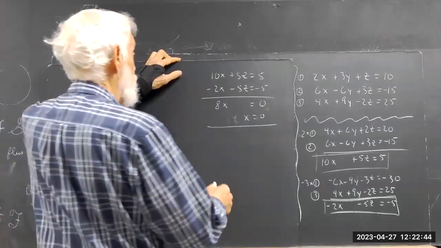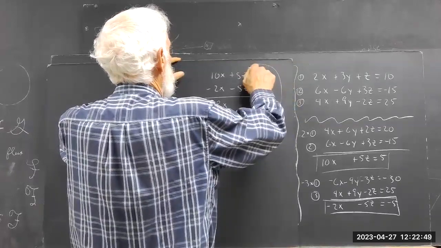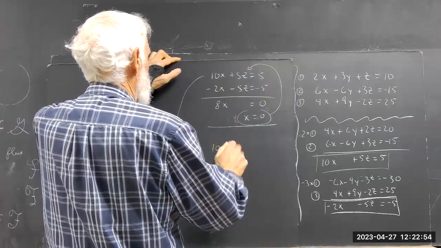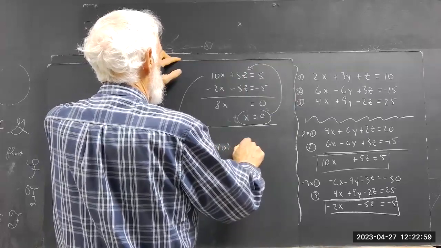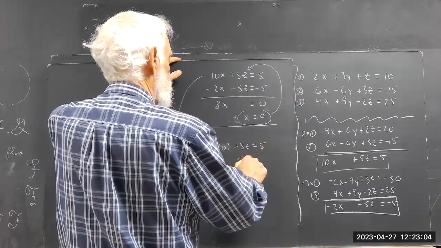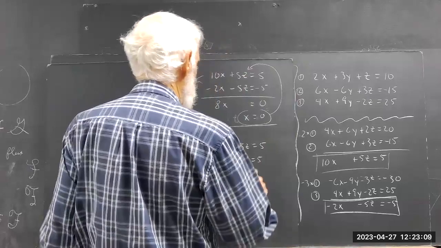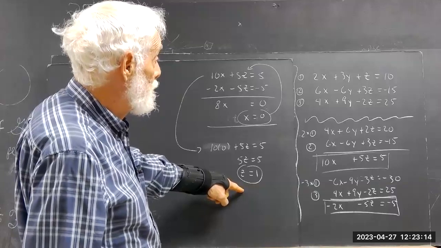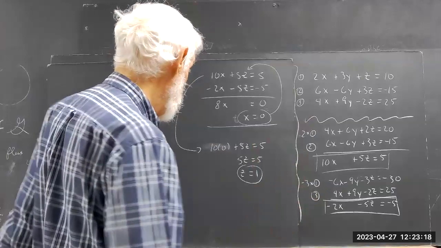Now what's z? I can take that x equals 0 and plug it into either of these equations. I get 10 times 0 plus 5z equals 5. Well, 10 times 0 is 0. That's just 5z equals 5, and that has solution z equals 1. Now I've got numbers for x and z. I can plug them into any of the first three equations and solve for y.